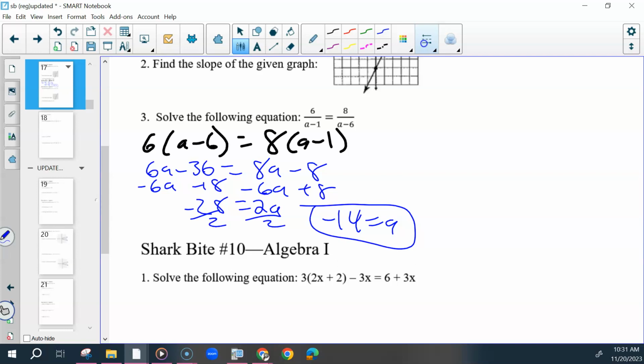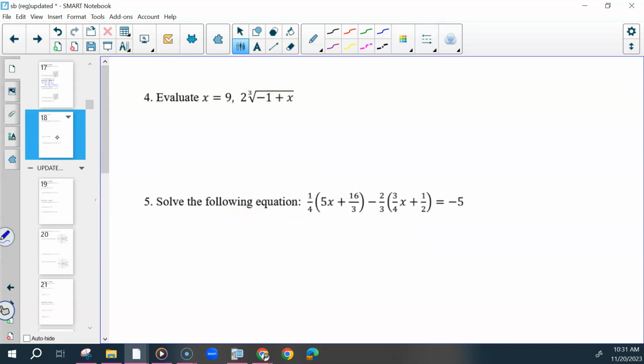And then 4 on the back. We needed to evaluate, so put 9 in for x. So this will be 2 times the cube root of negative 1 plus 9. Do what's on the inside first. So 2 times the cube root of 8.